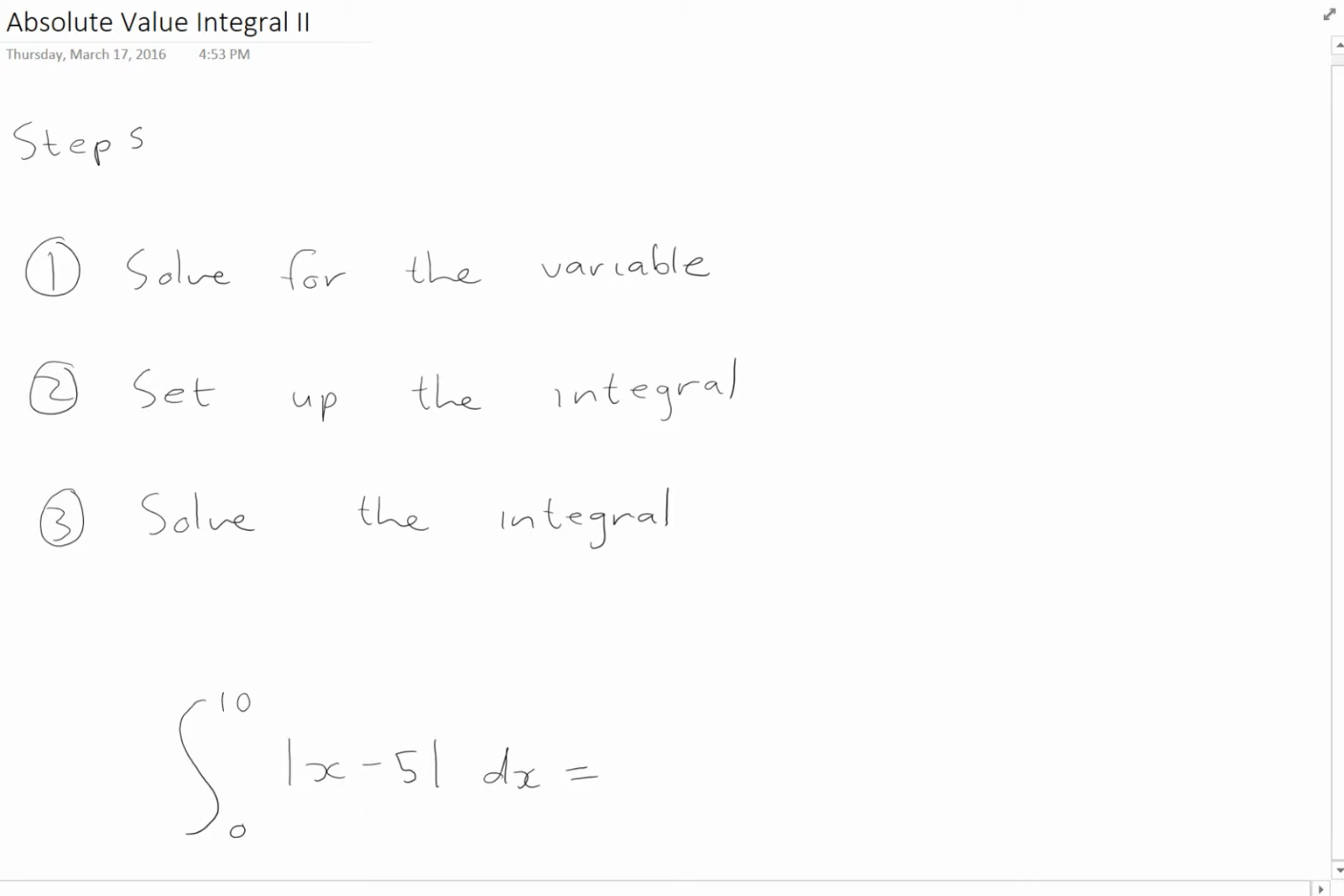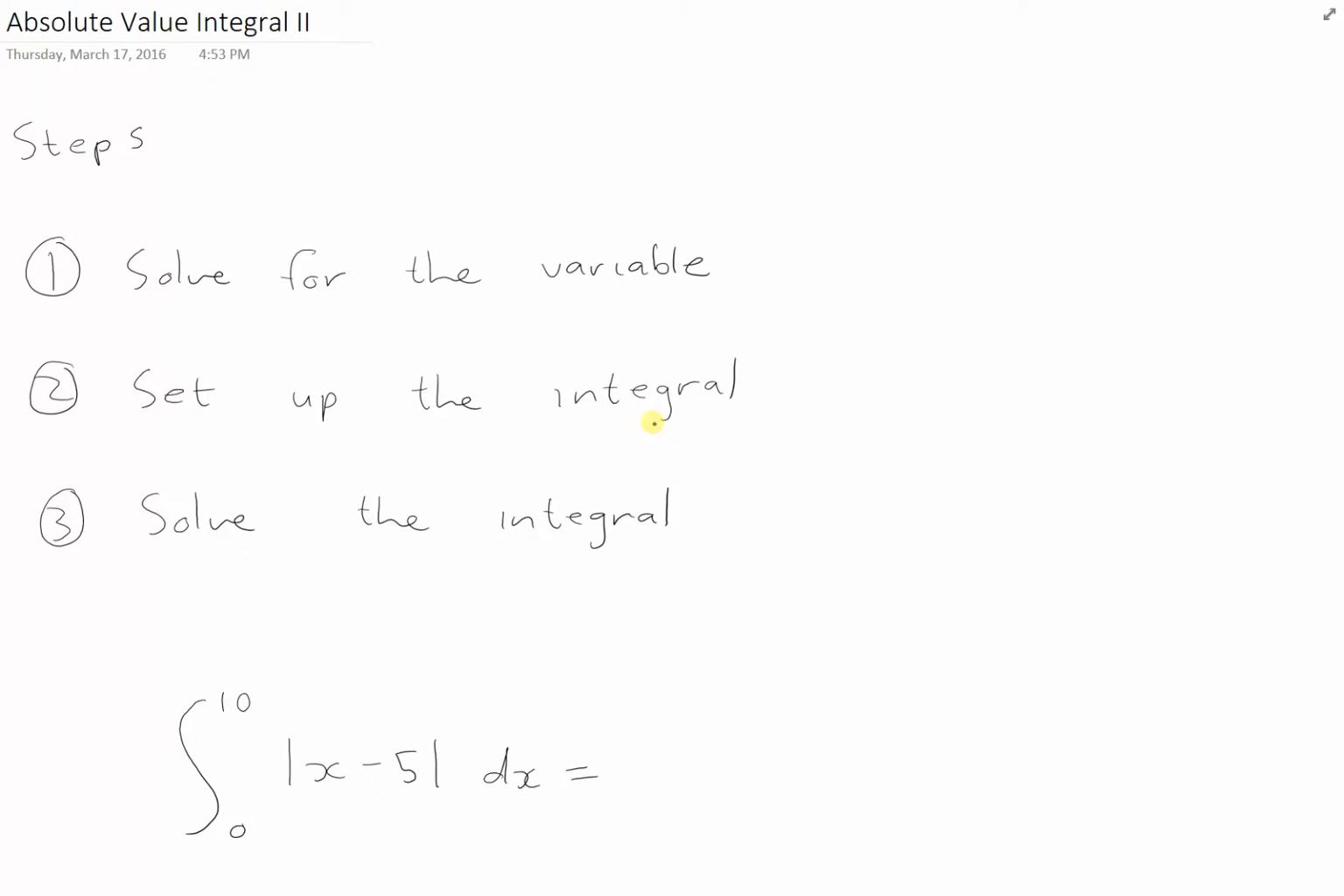I've got a couple of steps here that I'd like you to follow. The first one is you're going to solve for the variable, the variable being the x over here. Set this equation equal to 0 and solve for it. Then afterwards, you're going to set up the integral, and then solve the integral. So not too many steps, not too complicated.